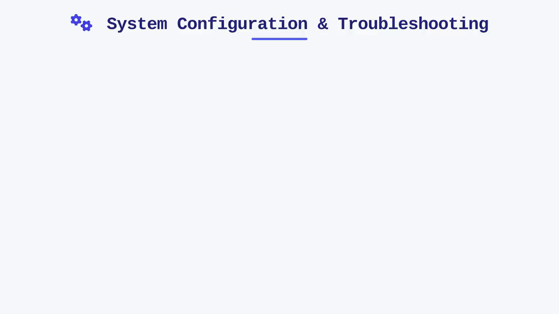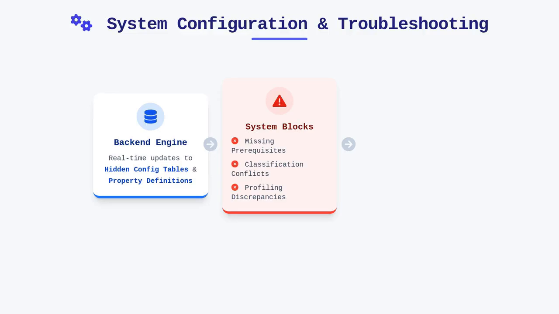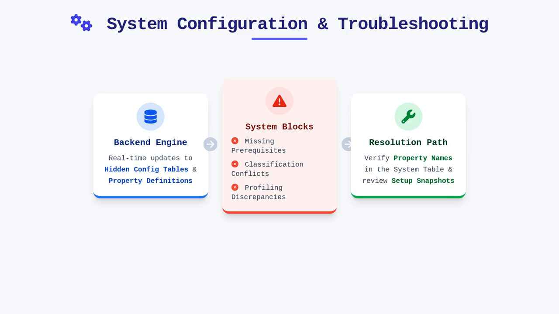Behind the user-friendly interface, several hidden configuration tables and property definitions are updated in real time. If you find that the assistant is blocked, it often relates to missing system prerequisites or existing conflicts in the configuration item classification layers. To troubleshoot these blocks, you must look at the specific property names referenced by the assistant during execution and verify their values in the System Properties table.